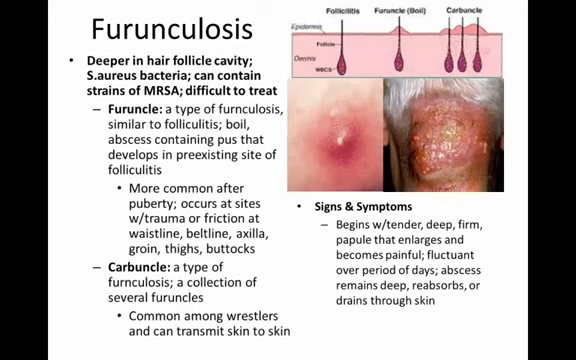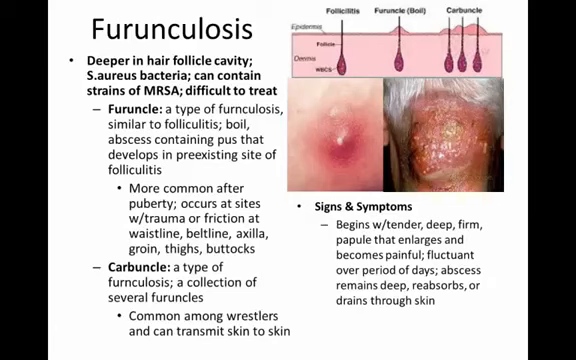Furunculosis is deeper in the hair follicle cavity. The S. aureus bacteria can contain strains of MRSA and can be difficult to treat. A furuncle is a type of furunculosis that is similar to folliculitis, which is a boil or abscess containing pus that develops in a pre-existing site of folliculitis. More commonly, after puberty, these sites occur with trauma or friction at the waistline, belt line, axilla, groin, thighs, and buttocks. A carbuncle is a type of furunculosis.